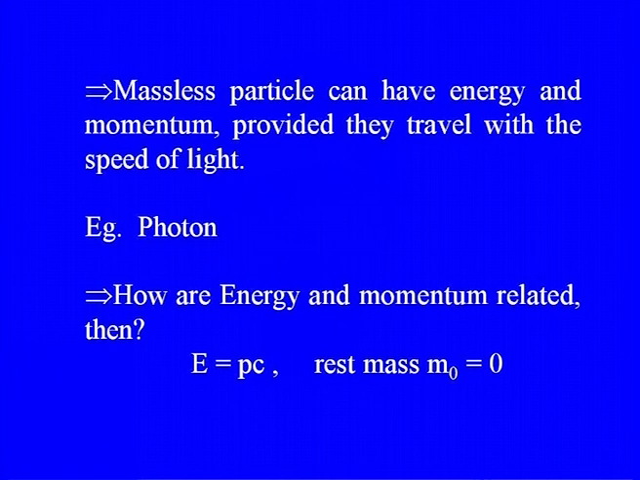Then how are the energy and momentum related in this case? Since the rest mass is 0, energy is equal to p times the velocity of light, because otherwise E square is equal to p square c square plus m naught square c to the power 4. With m naught square being 0, E square is equal to p square c square, so E is equal to p into c. That is an important conclusion in special relativity.